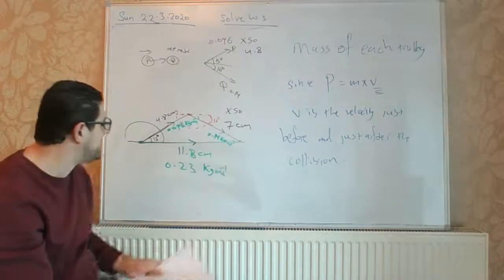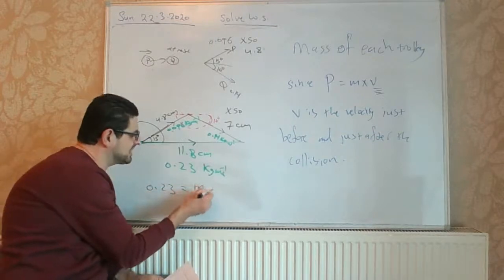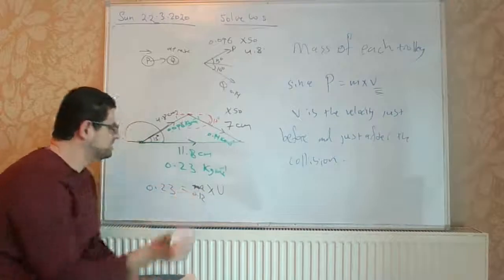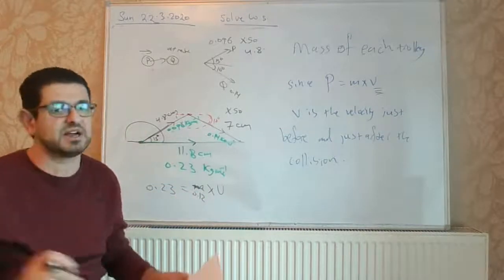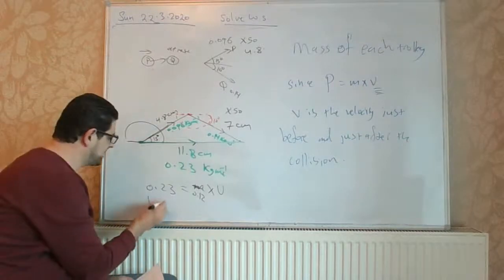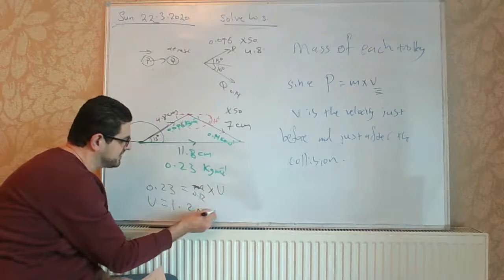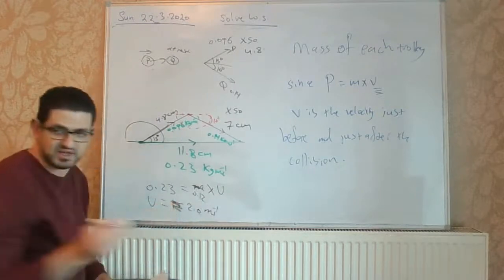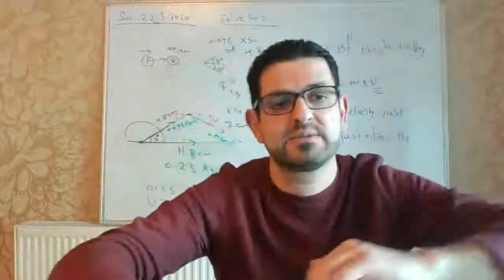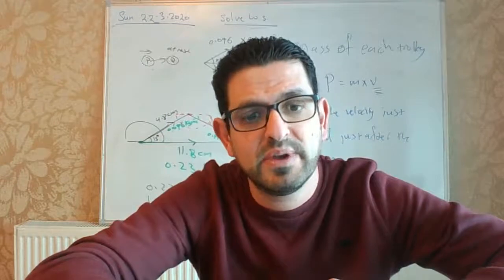Calculate the initial speed. Now 0.23 equals mass times velocity. The mass is 0.12, so 0.23 over 0.12 gives V equals 1.97, which is 2.0 meters per second if you round it to two significant figures. Okay, thank you, that is good.